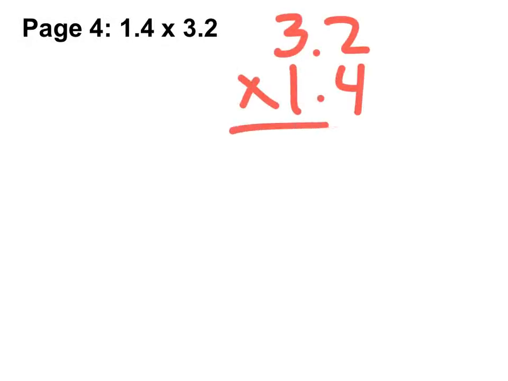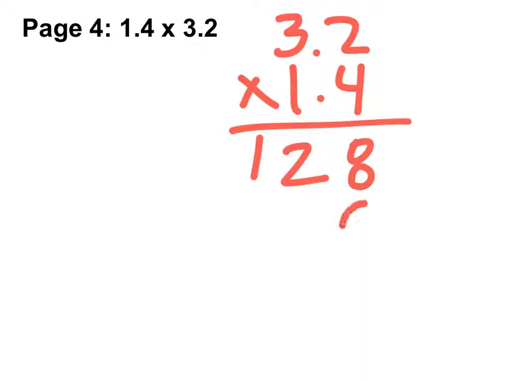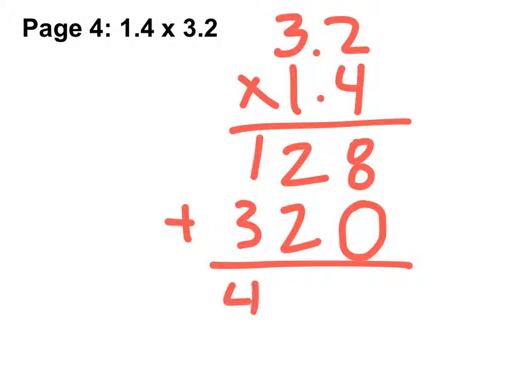Looking at the traditional algorithm, we have the 3 and 2 tenths, and we're going to multiply that by the 1 and 4 tenths. So again, following the same pattern, we're doing 4 times 2, which is 8. We're doing 3 times 4, which is 12. And then we do this place value holding thing, and then 1 times 2 is 2, and 1 times 3 is 3, and then we have to add those up, and we get 4, 4, 8.